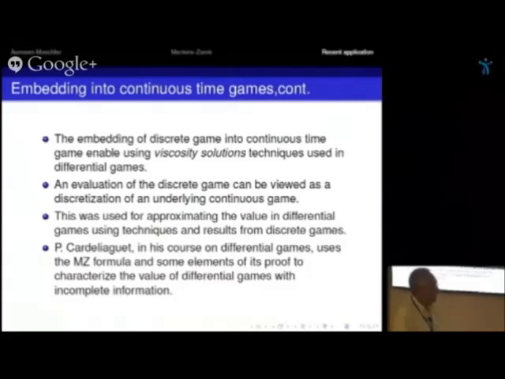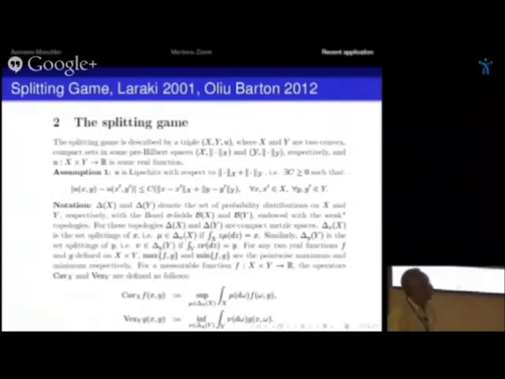For example, I just give here a few examples. Pierre Cardaliaguet, in his course on differential games, uses this formula, the MZ formula, and some elements of its proof to characterize the value of differential games with incomplete information. Another game, which I will go through very briefly, was defined by Rida Laraki; the concept of splitting game is due to Laraki, but this is from a newer paper by Fabien Gensbittel and Olivier Gossner, 2012. And what is there, the splitting game, is again another way to view these games of incomplete information.